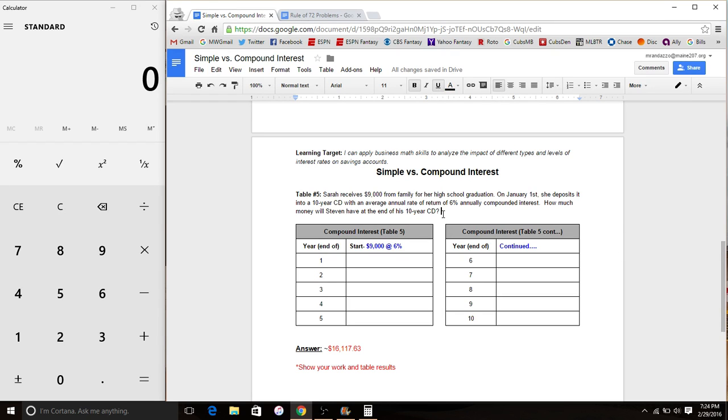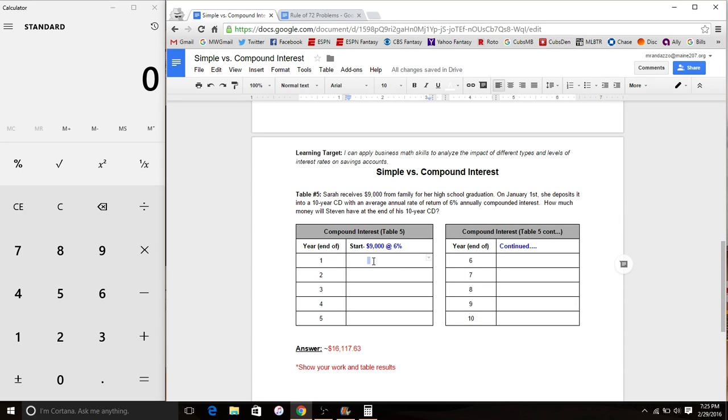It says Sarah receives $9,000 from family for her high school graduation. Right? That'd be nice. You guys are all going to graduate high school in the next few years. If you got $9,000, that'd be pretty sweet. But even $900 would be nice. On January 1st, she deposits it into a 10-year CD. We're going to talk about what that is later, but it's just another type of savings vehicle, with an average annual rate of return of 6% annually compounded interest. How much money will she have at the end of the 10-year CD?